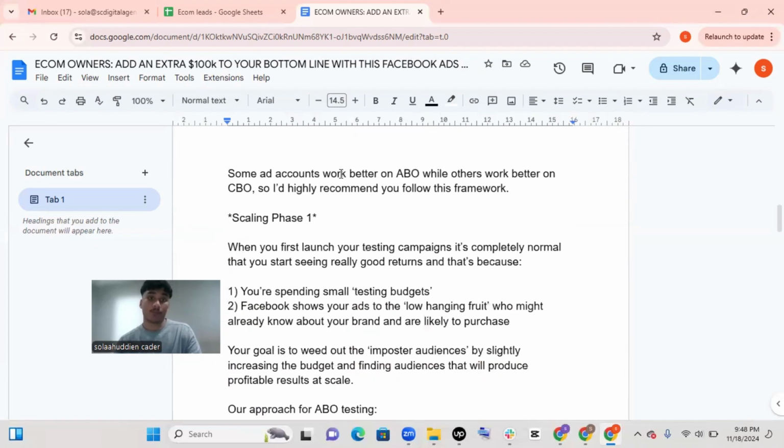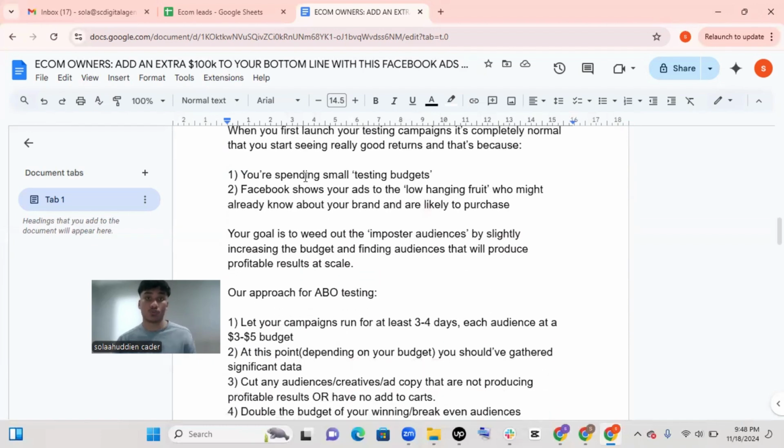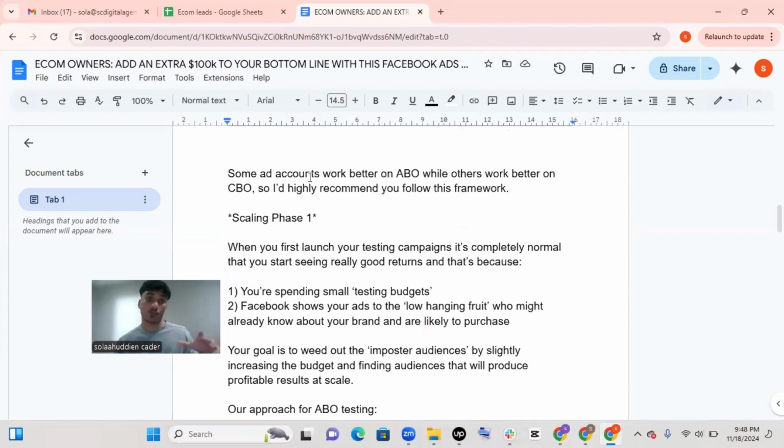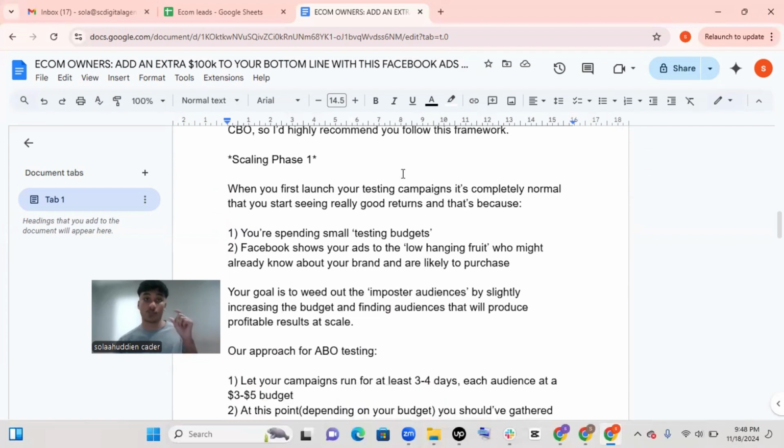So touching on scaling phase one, when you launch the first testing campaigns, it's completely normal that you see good returns. And that's because you're spending small budgets, right? To find these profitable audiences, which is the best way to go about it, because you don't want to be spending $100 per audience that you're not sure is going to produce results, right? So you're going to spend small testing budgets.